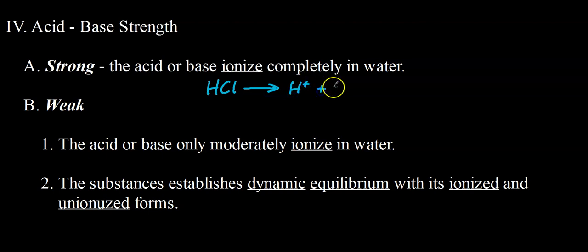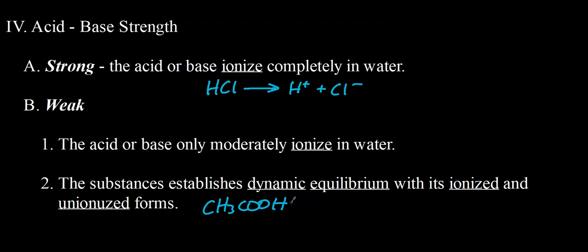By the way, when we write the ionization equation for a strong acid, we can write it one of two ways. This is one way. On the next slide, I'll show you another way. As for weak acids and weak bases, let me give you an example. Acetic acid is a weak acid. A solution of acetic acid is a so-so conductor of electricity.